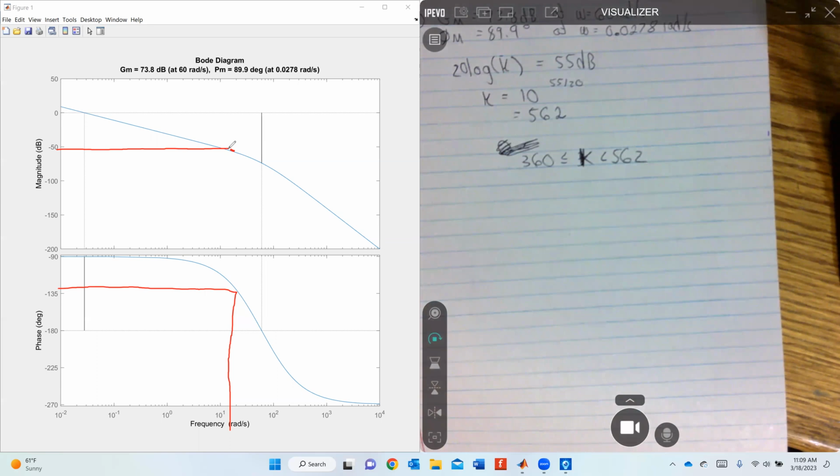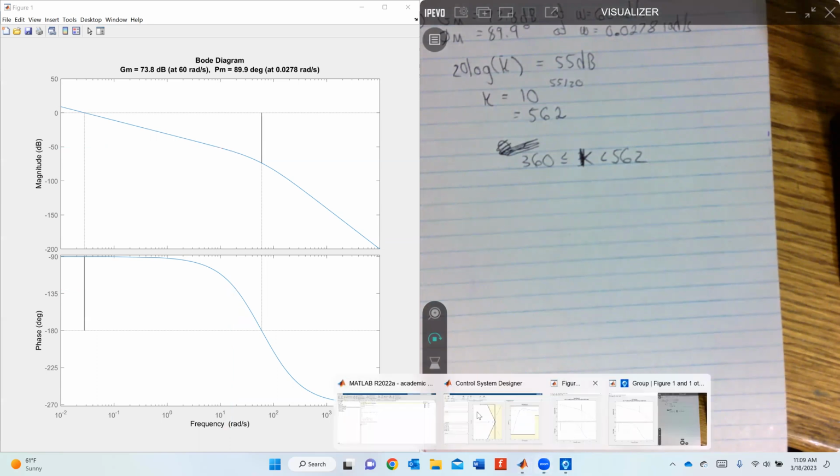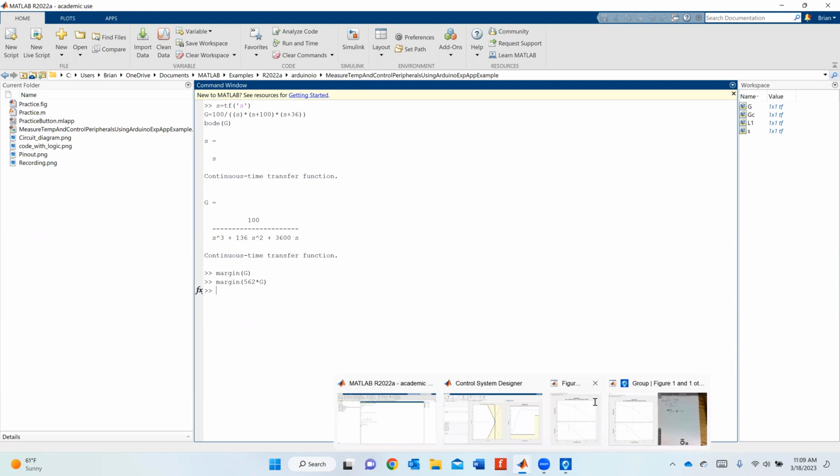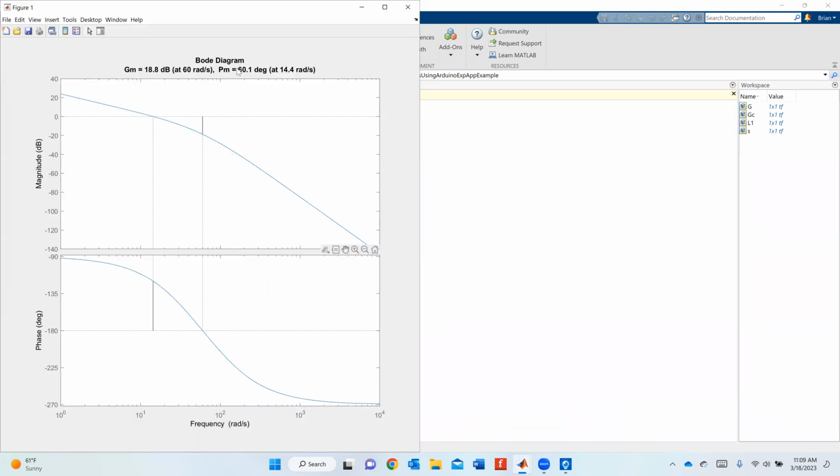Since we know the max value of K, within here we do margin of 562 times G. Are we going to see it? This plot should represent it, let me check. Here our phase margin is right at 60, so that's the minimum. Our gain margin here is at 18.8 dB, so that's how much gain is left that you can apply. But notice that our phase margin is 60.1. That would satisfy basically the most amount of gain in our system while still satisfying both those regions.